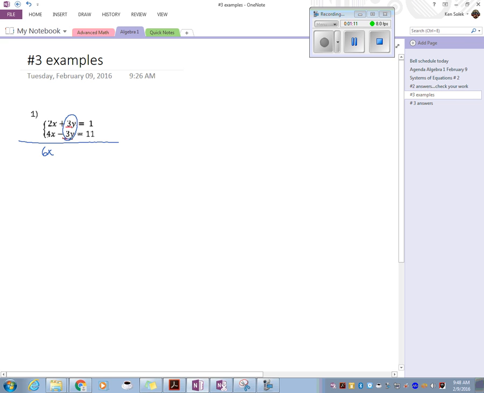Okay? And then you get 1 and 11 is 12. So now I divide both sides by 6, and x is equal to 2. How easy was that? So this method is quite nice when you have additive inverses for either the x term or the y term. Now I still need to find y, so I'm going to pick one equation. It doesn't really matter which one you pick. So I'm going to pick the first one. So 4 plus 3y equals 1, and 3y equals negative 3, so y equals negative 1.